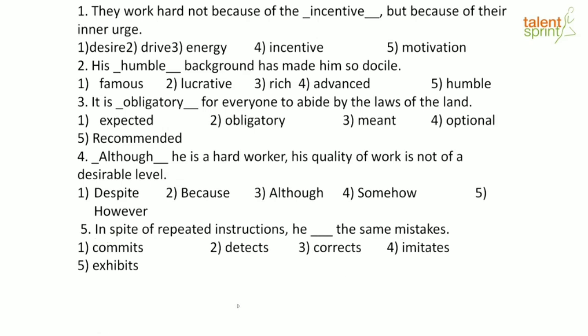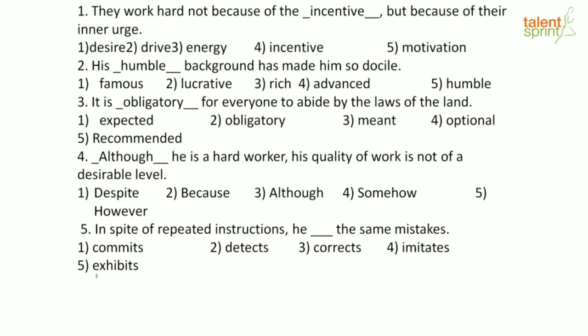So again, we understand the context, right? The sentence is conveying the meaning that in spite of providing repeated instructions, this person continues to do the same mistakes. So which option gives me that meaning? Commits, option 1. Not detects, not corrects, not imitates, and not exhibits.